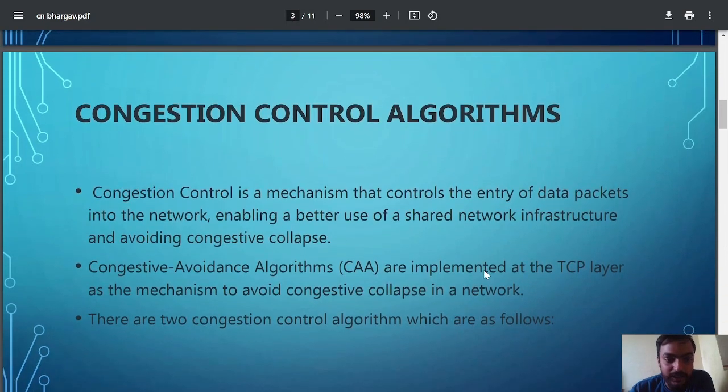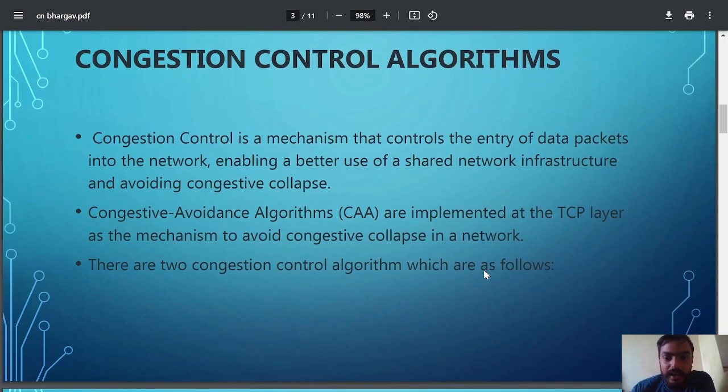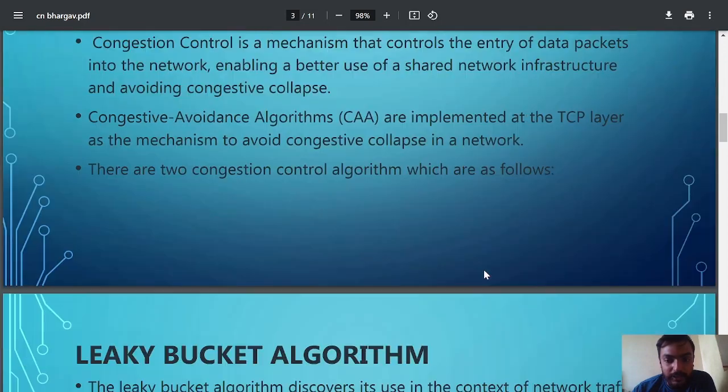Congestion control algorithms. A congestion control algorithm is a mechanism that controls the entry of data packets into the network, enabling a better use of a shared network infrastructure and avoiding congestive collapse. Congestion avoidance algorithms are implemented at the TCP layer as a mechanism to avoid congestion collapse in a network. So there are two congestion control algorithms, which are as follows.